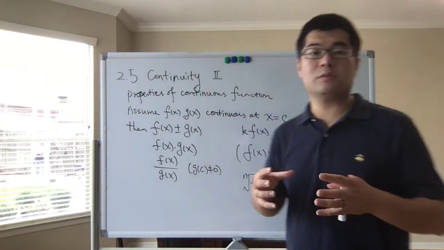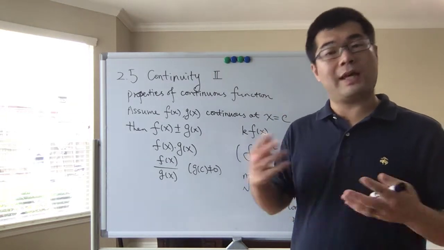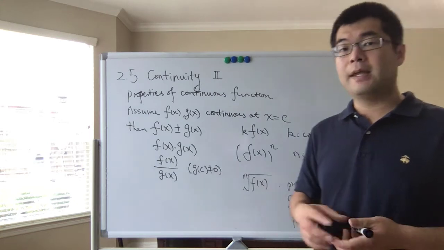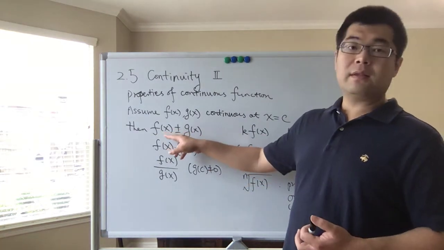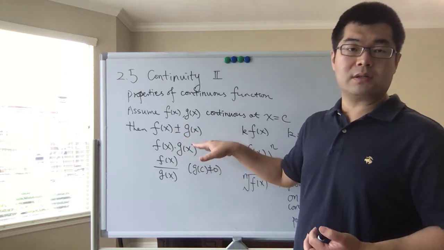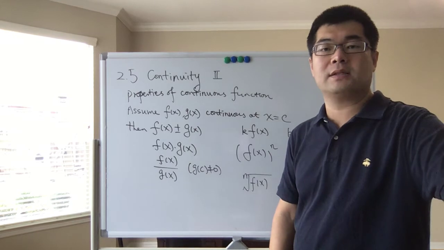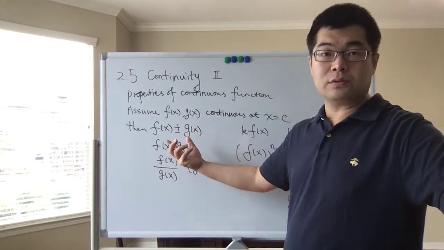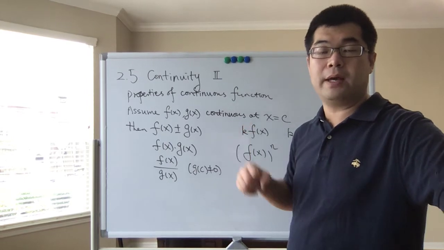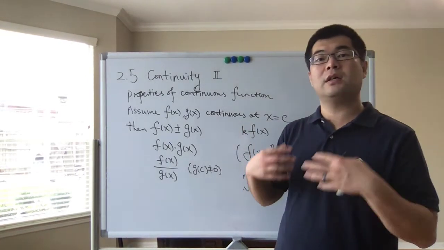So suppose we have two functions, and those two functions are both continuous at x equals c. Okay, and here's the conclusion. If you make the summation or the subtraction, let's say f(x) plus g(x) or f(x) minus g(x), then this new function will also be continuous at x equals c. Meanwhile, if you multiply those two functions, they're going to give you a new function.